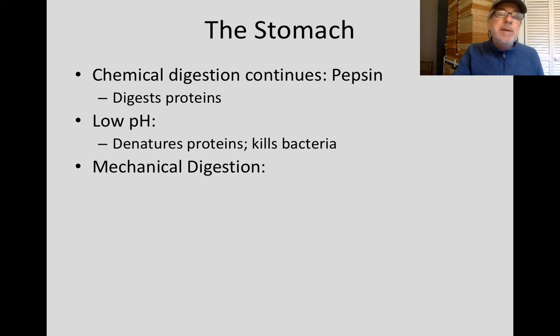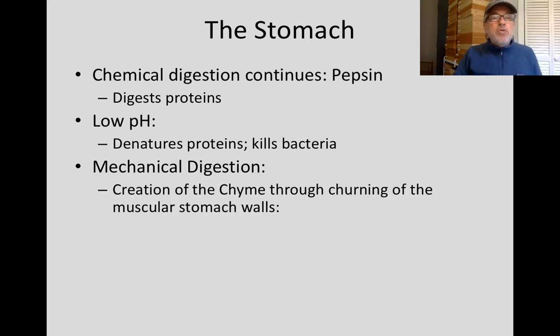And finally, we have mechanical digestion. We create this substance called chyme, which is like a food milkshake. Imagine just blending all your food up in a blender. And the way your stomach does that is the muscles churn the food in your stomach for a few minutes, a half an hour or two, depending on how difficult it is to turn that food into a smooth liquid.